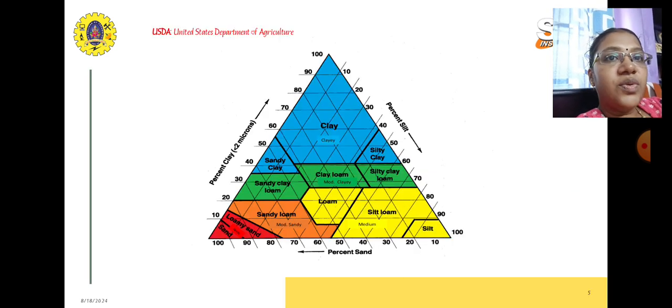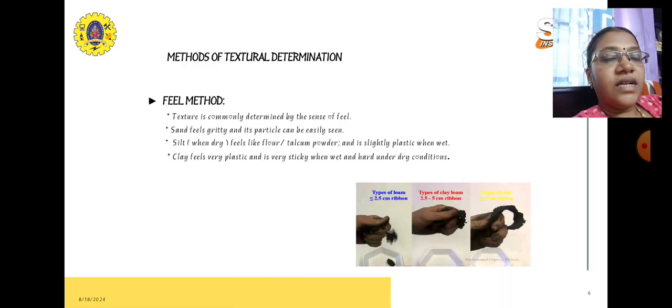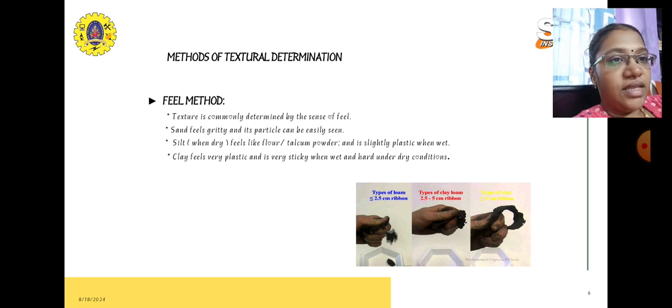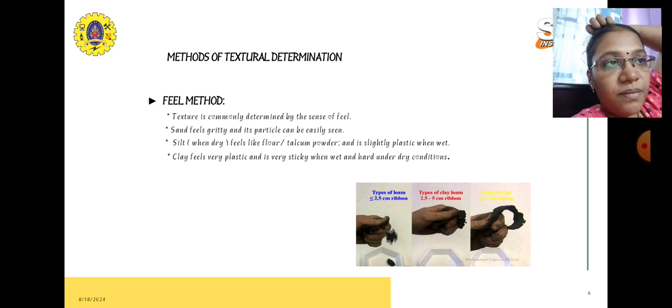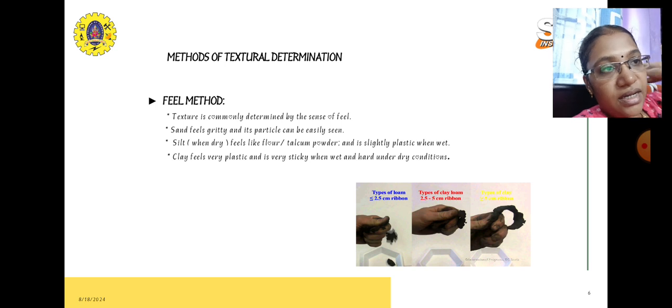According to the USDA, the United States Department of Agriculture, they have given a triangle representing the percentage of silt, clay and sand, showing how much will be present in the soil texture. There are a few methods of determination of the texture of the soil, based on what type of loam is present, whether clay loam or silt loam, and based on that we can determine the texture of the soil.